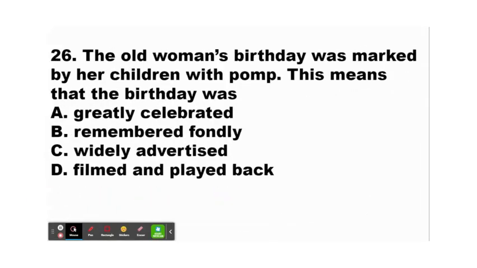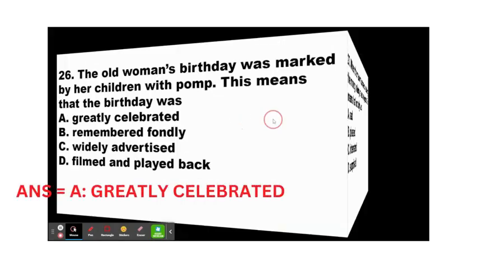26. The old woman's birthday was marked by her children with pomp. This means that the birthday was A, greatly celebrated, B, remembered fondly, C, widely advertised, D, filmed and played back. Now, anything marked with pomp is celebrated with elaborate ceremony. So A is correct, greatly celebrated.